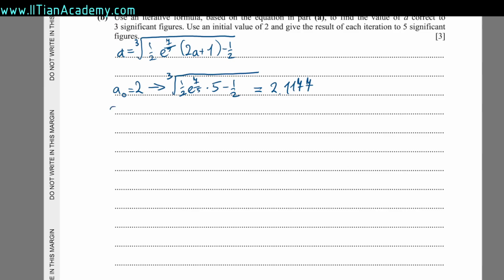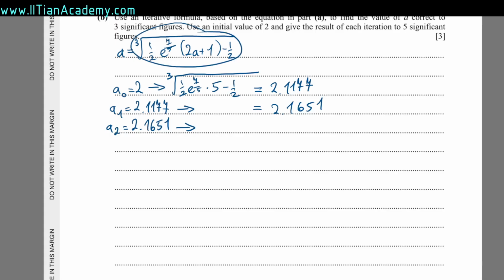So what we can do is now take the next value of A as 2.1177 and plug this in and see what we get. If we plug this in, then we get that this is going to be 2.1651. And what we can do is plug this in now and see if we get any closer. So if we plug this into our calculator, again just plugging it into this formula, then what we will get is that this is equal to 2.1759.